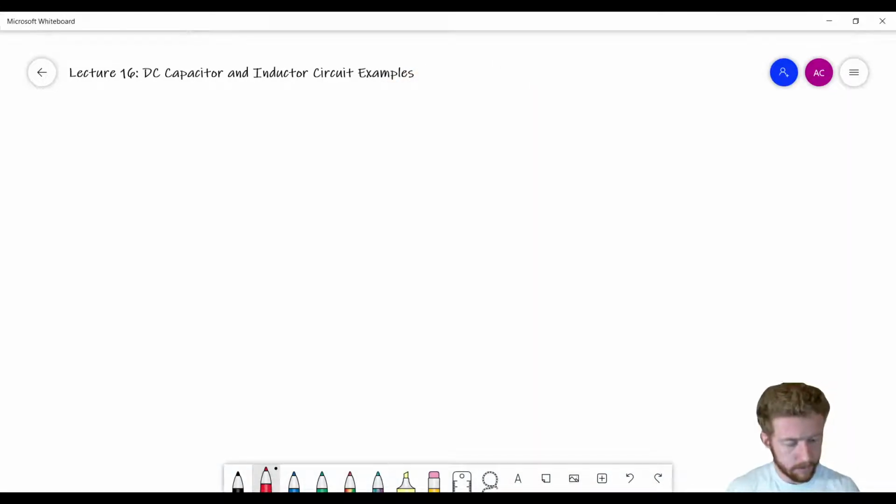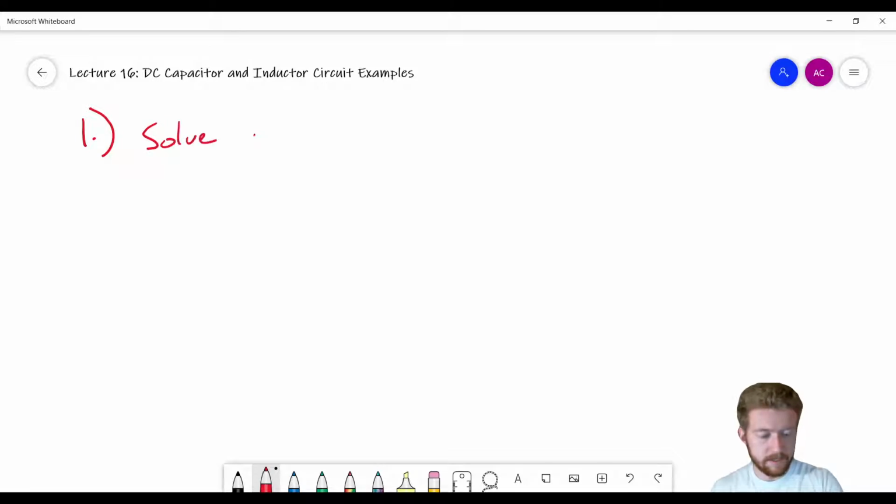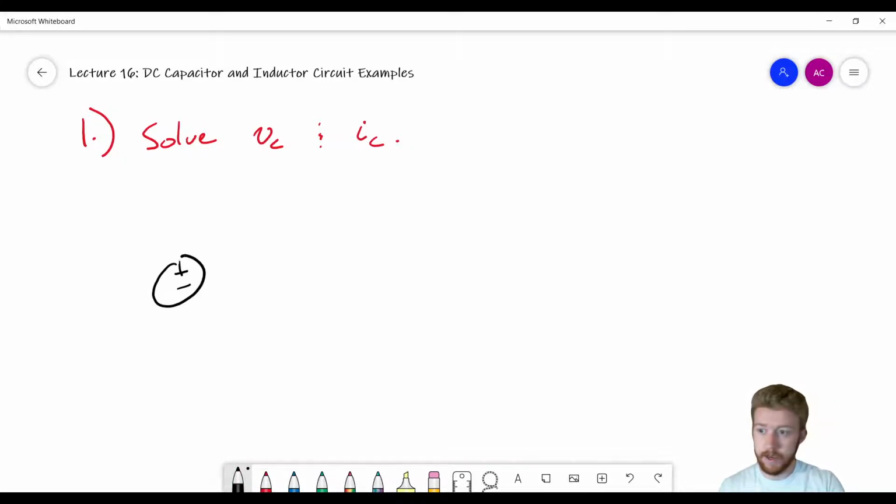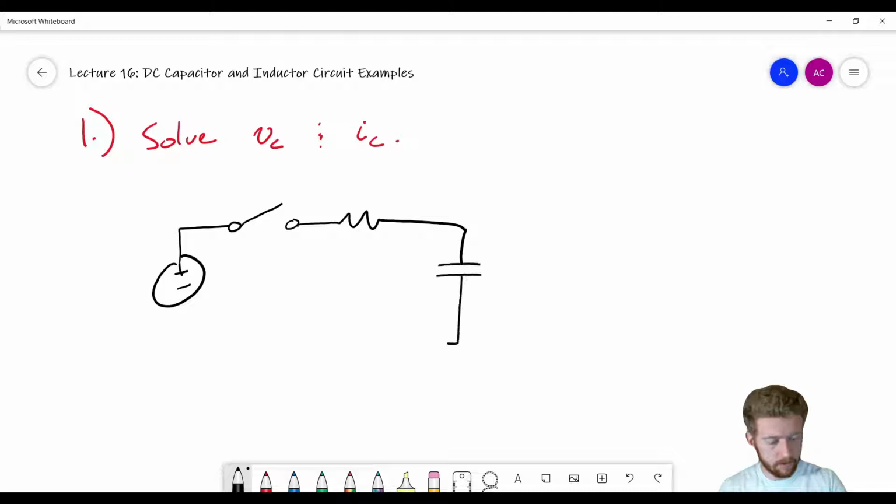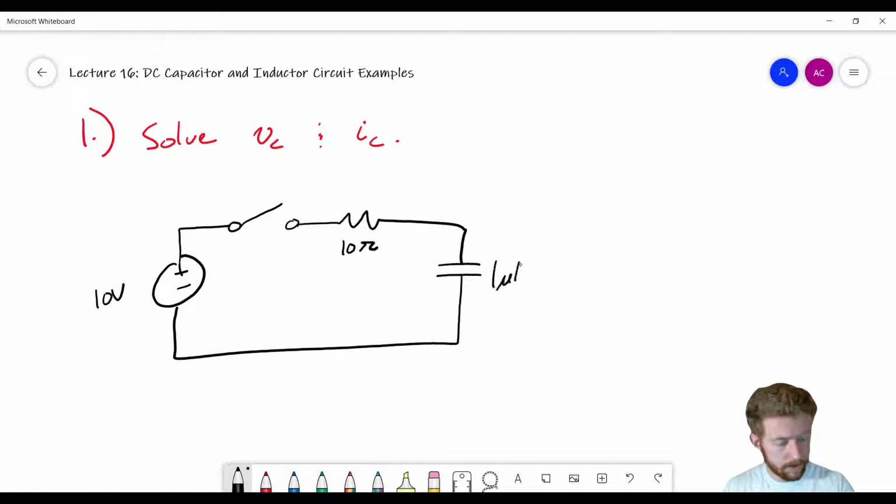For this first one, problem 1, we are going to solve for VC and IC, so the voltage and current for a capacitor. And this is the circuit we're dealing with. So we have a 10 volt source, a switch that is open, a resistor, and a capacitor. So this is a 10 volt source, a 10 ohm resistor, a 1 microfarad capacitor.